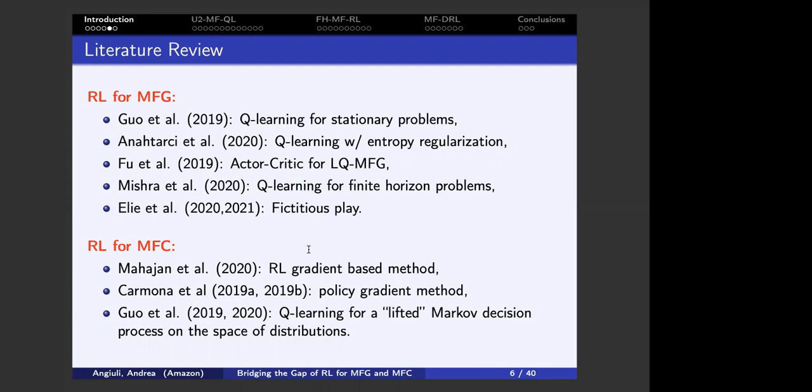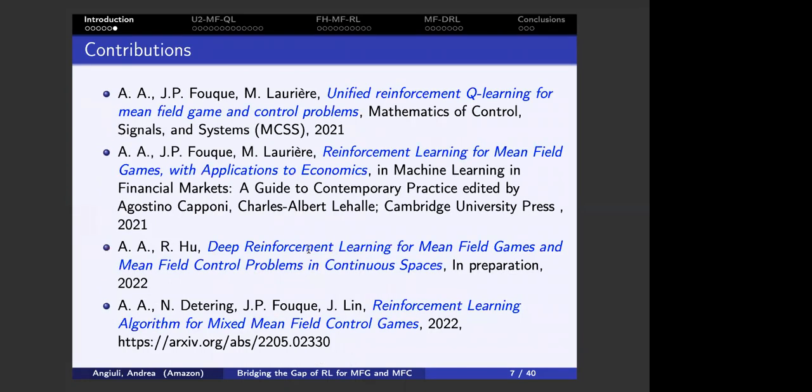In particular, there's been a lot of work on extending the Q-learning algorithm to mean field problems, but also on algorithms based on what are called policy gradient algorithms. Today, what I will talk about is the work that we did in this field, in particular a unified approach based on Q-learning, where, by tuning the algorithm, we are able to solve both mean field games and mean field control problems.